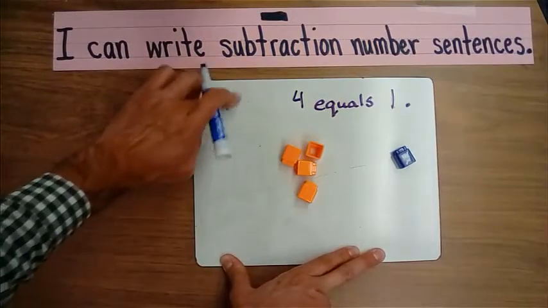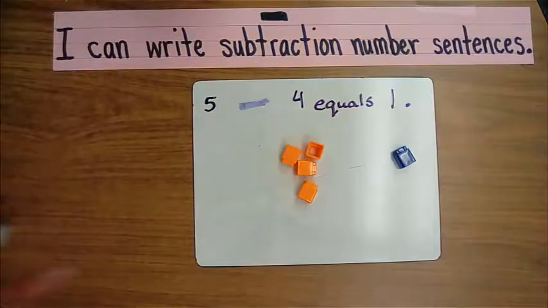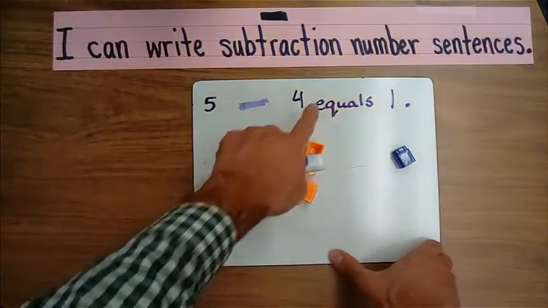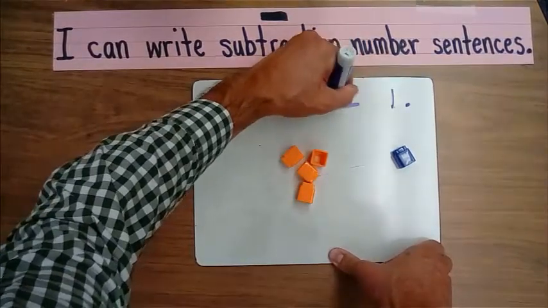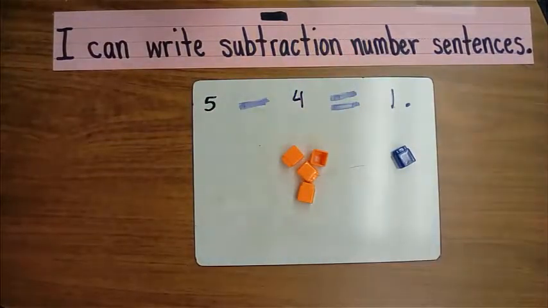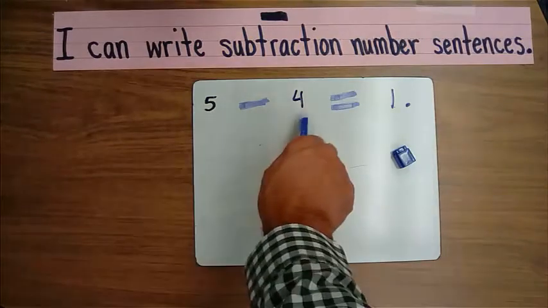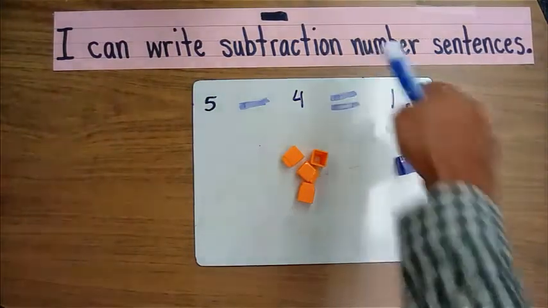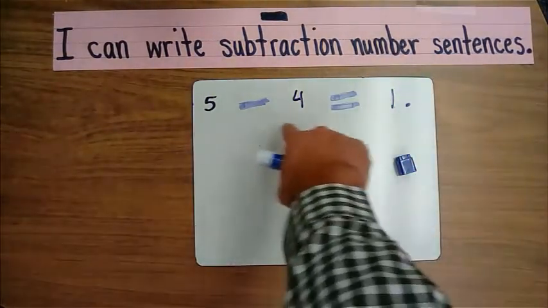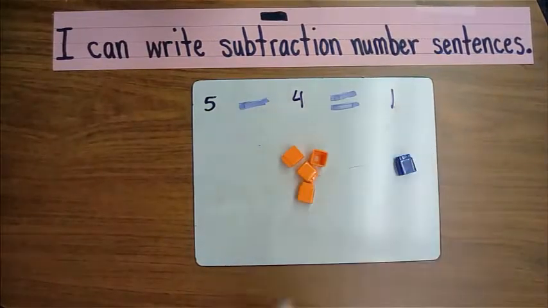So instead of saying minus, we make the minus symbol. Right? So 5 minus 4, and instead of writing the word equals, we make the symbol for equals. So now, let's read this again. It says 5 minus 4 equals 1. And 1 is the difference, because whenever we have a subtraction number sentence, the answer is called the difference. Okay?